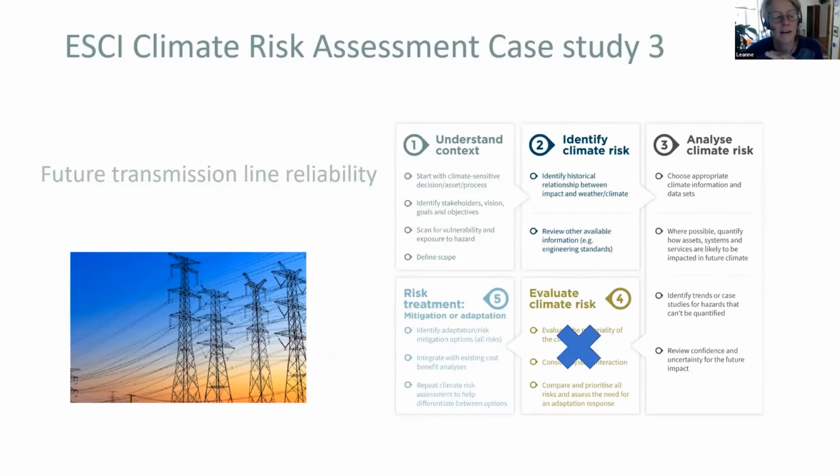This is another case study I've been involved with, and it's looking at future transmission line reliability. Again, we are still in the middle of this project, so I'm going to show you the methodology, but even though some of the evaluation has been done, we don't have permission yet to release this, but you will see it sooner rather than later. But anyway, it's interesting to see the methodology we've taken, I think.